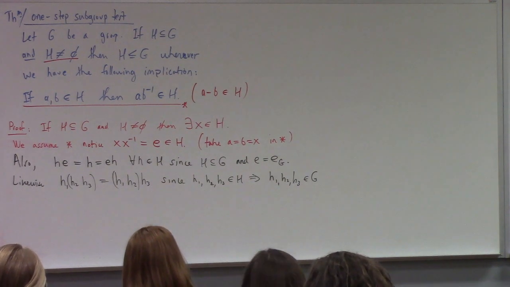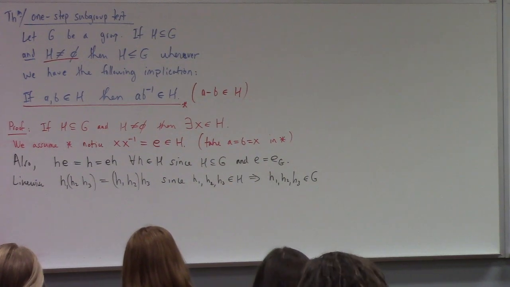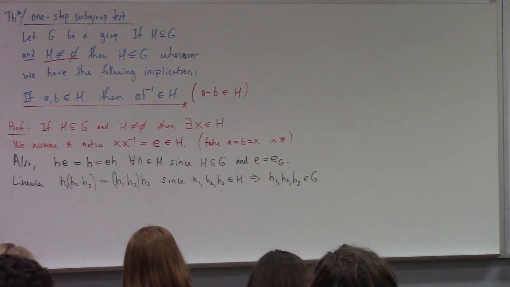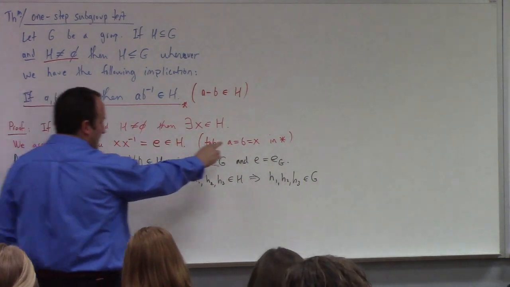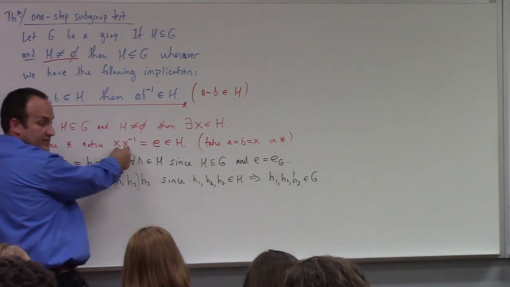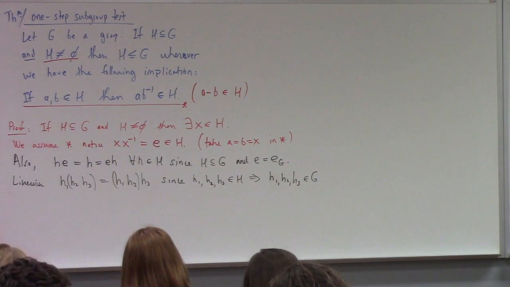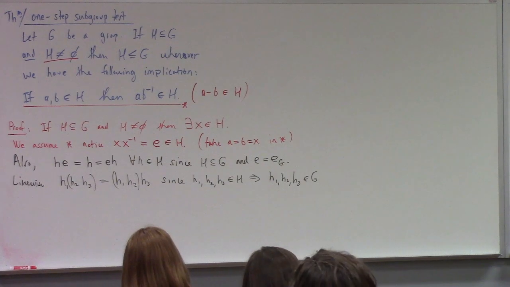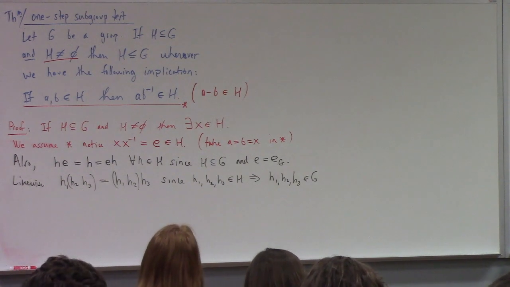How do you know that the identity has to be in that subset of G? Because we're assuming the condition star, the one-step test, and when we set A and B equal to x, that gives us x inverse, which is equal to E. That implies that the identity is in H.